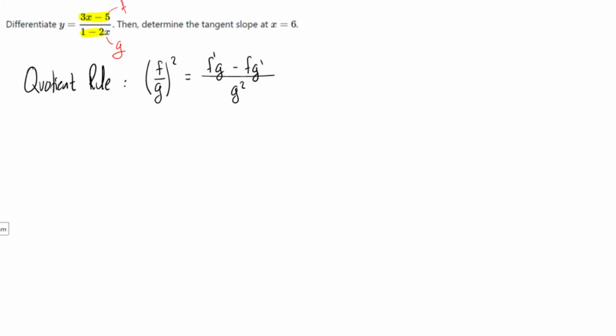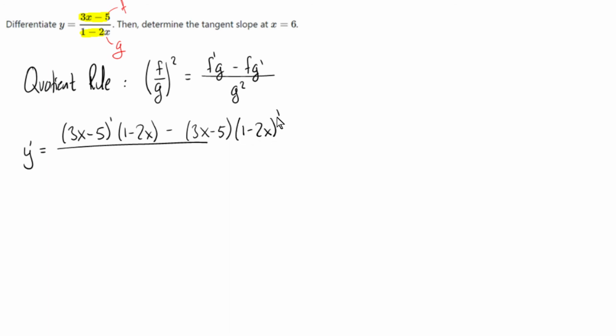So if we apply this here, we're going to get y prime equals the derivative of 3x minus 5 times g, minus f times the derivative of g, divided by g squared.